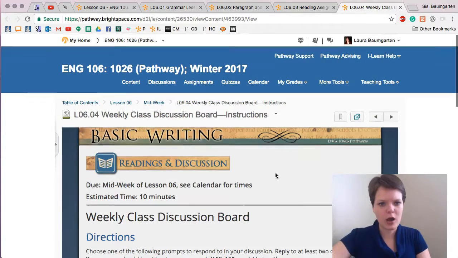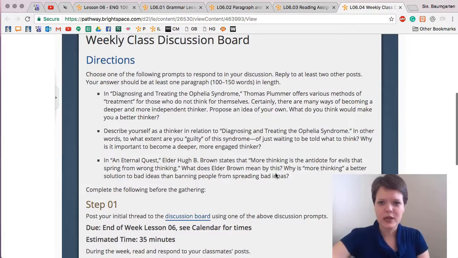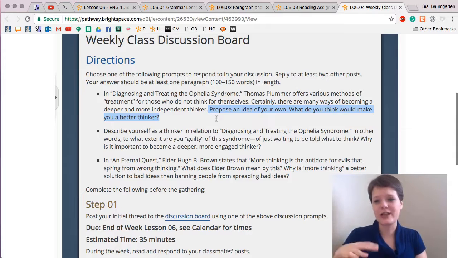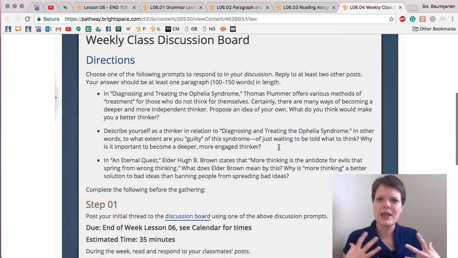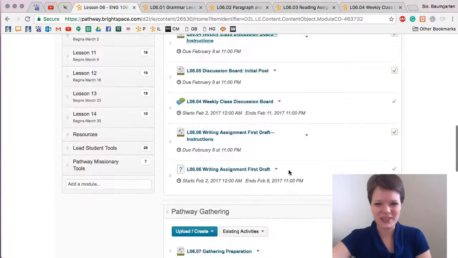The prompts this week for the discussion board really ask you to turn inward. Here for the Ophelia syndrome, it asks, propose an idea of your own. What do you think would make you a better thinker? So that's applying to yourself: what do you feel from the Ophelia syndrome paper? How did that affect you? How do you need to change in your thinking style? And all of these are similarly geared towards introspection and finding ways for us personally to be open to other viewpoints. Now, let me show you why that is so essential to the critical thinking assignment.